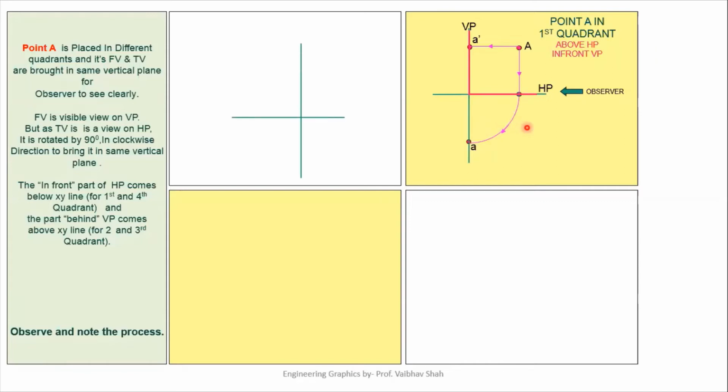Now let us take the similar case for the second quadrant. So this is your second quadrant. We have taken the point in the second quadrant itself. Second quadrant means above HP and behind VP. So this point is above HP and it is behind VP. So this is our point.